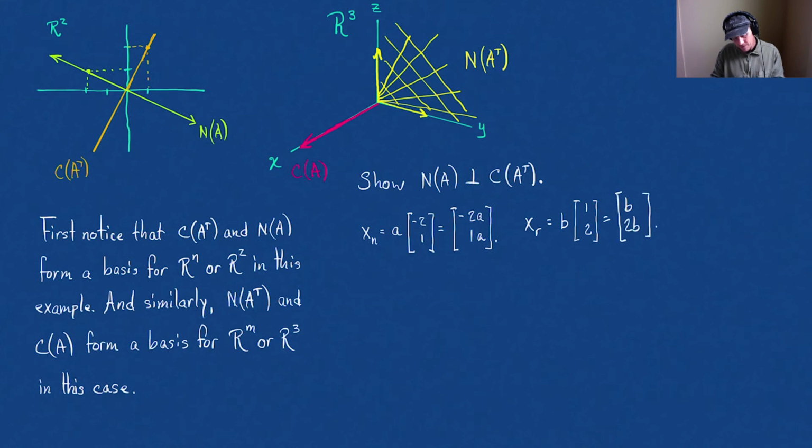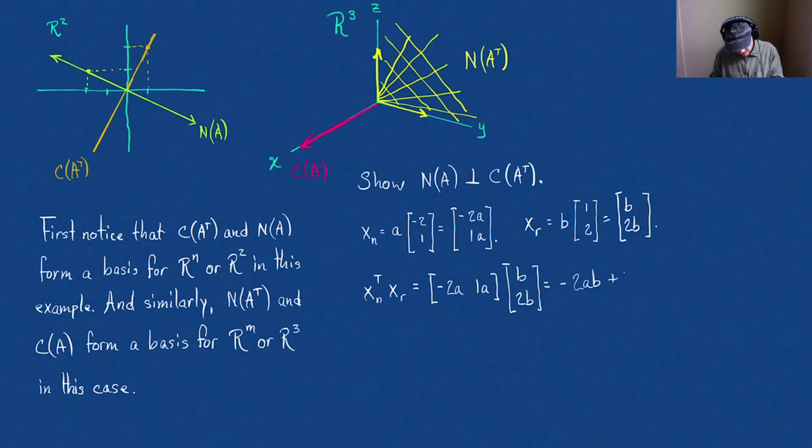B or not to be. All right, if these are perpendicular, this should equal 0. Let's find out. So, is x null transposed times XR equal to what? Well, this is the vector minus 2a, 1a, that's x null transposed, times XR, that's b and 2b. If we multiply these together, this is going to be minus 2ab plus 2ab, and sure enough, that's 0.